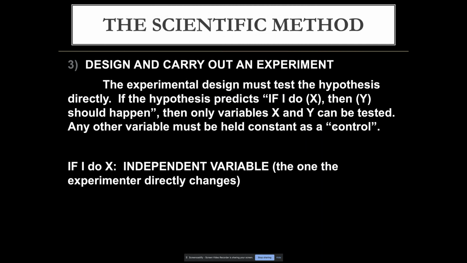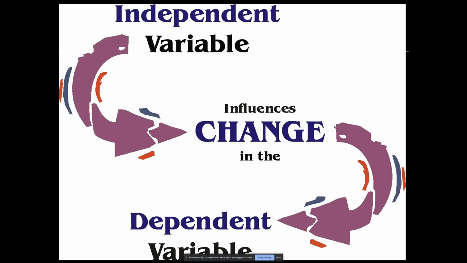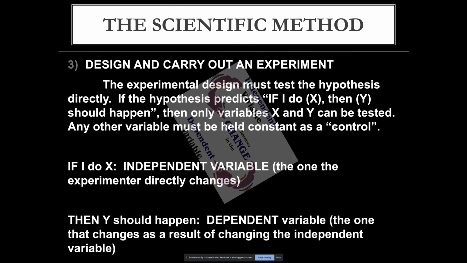So if you say I do X, you do X. Since you control that, that's the independent variable. Y should happen? That's the effect of your cause. That's the dependent variable. And you'll graph it on the y-axis when you do your analysis. The independent variable will cause a change in the dependent variable.